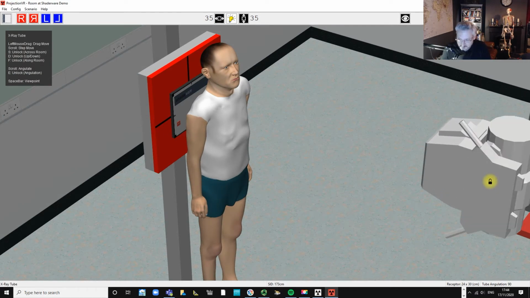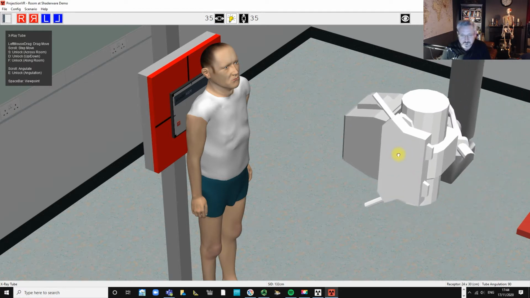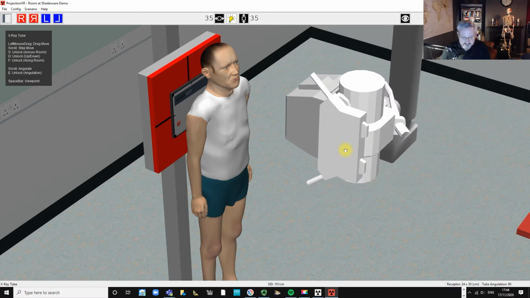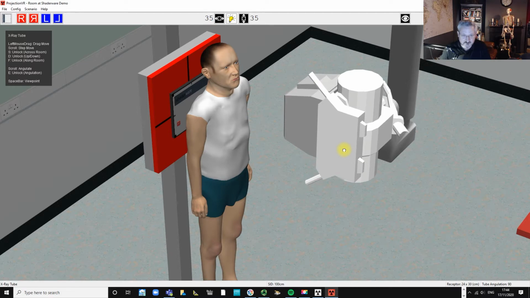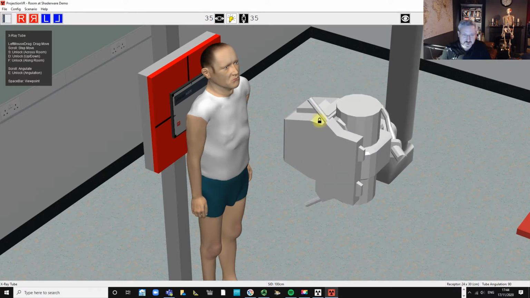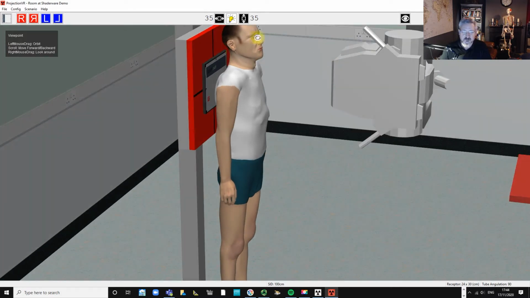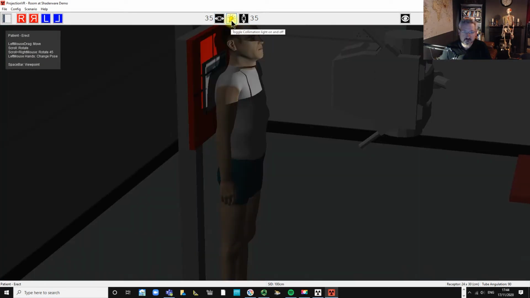I think I've got him where I want him for an AP clavicle, so what I'm going to do is bring the machine in to 100 centimeters. Obviously I'd be warning him about this. Bring it down. I'm just going to make sure I'm not shining it in his eyes, and then turn the light on and collimate.